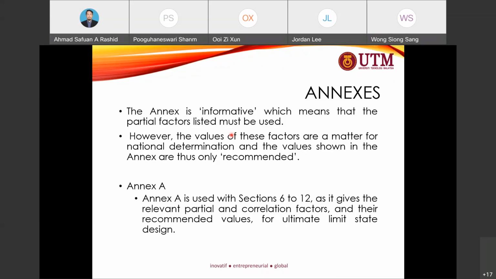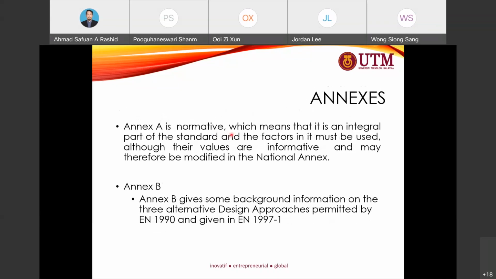Actually, I didn't have the EN 1997, so I could not share the soft copy of this. However, if I get the copy, I will upload it to the e-learning platform, because it is very different from MS 1997. MS 1997 is very general compared to what I have listed in this slide.